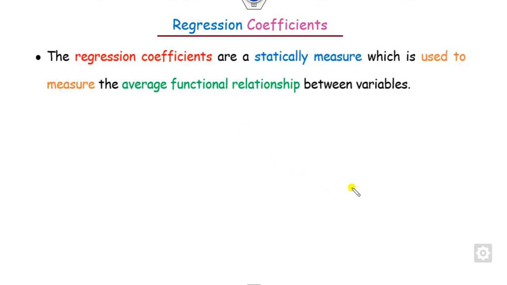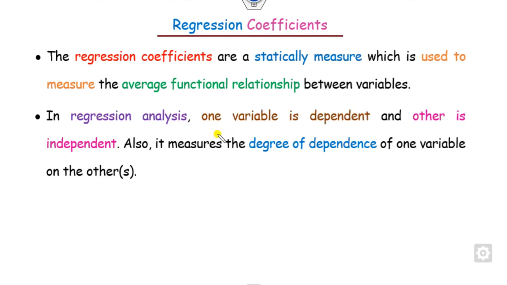So what is the regression coefficient? As we discussed in our last class, a regression coefficient is a measure which is used to compute the average functional relationship between two variables, like x and y. Also, of these two variables, one variable is called the dependent and the other the independent. Like here, if a + bx is my regression line, then x is my independent variable and y is dependent on x.